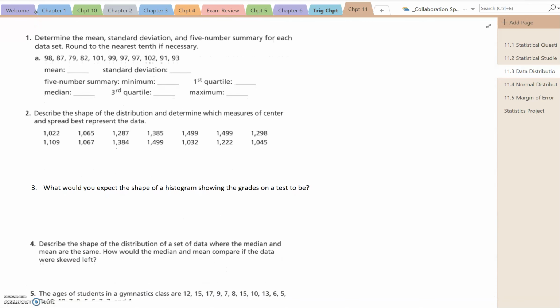Okay, determine the mean, standard deviation, and 5-number summary for each data set. Round to the nearest tenth if necessary. This will actually be using our calculator, so I'm going to pause here and get my calculator ready. That way you don't have to watch me get it ready. So go to the next video to see how to do this problem.